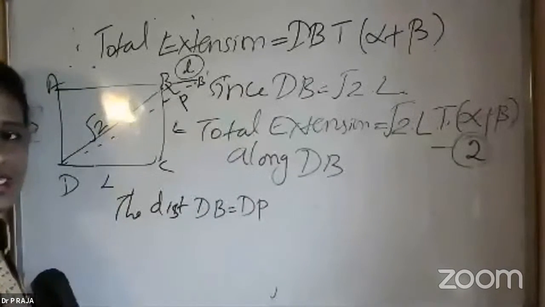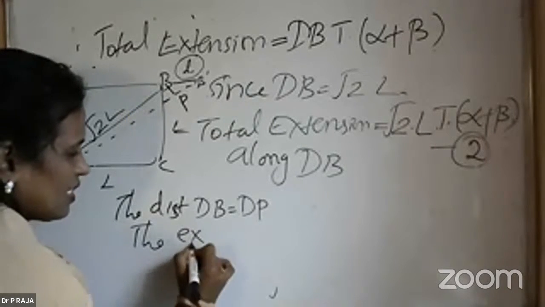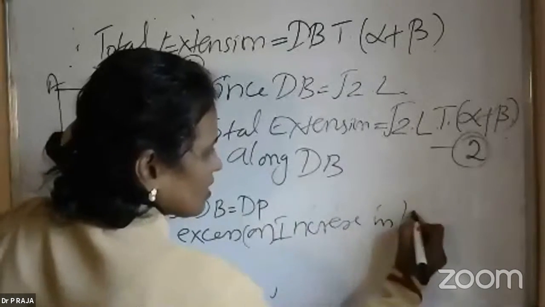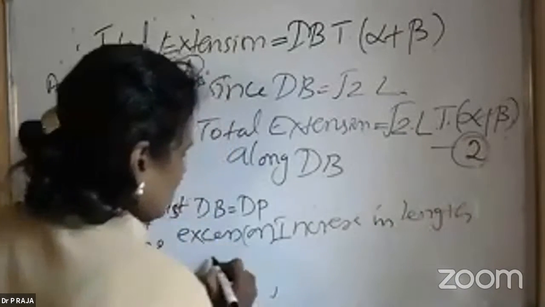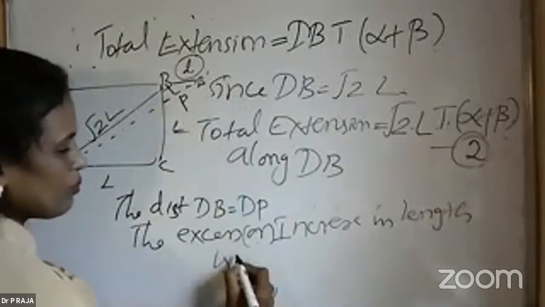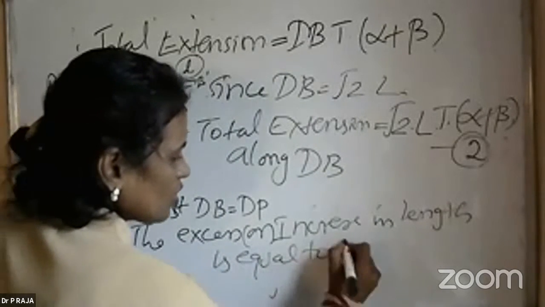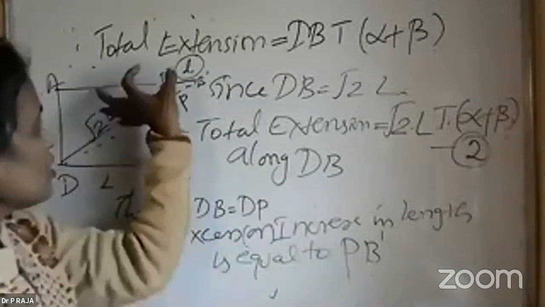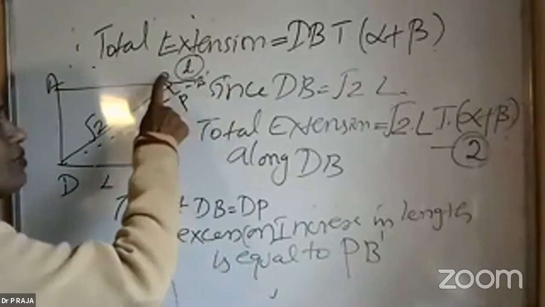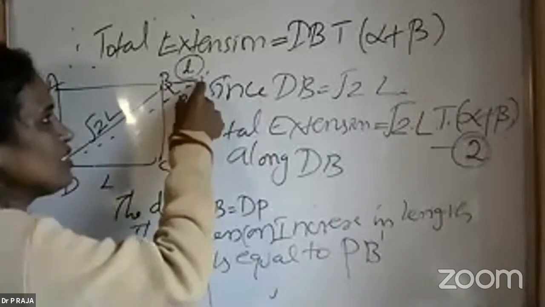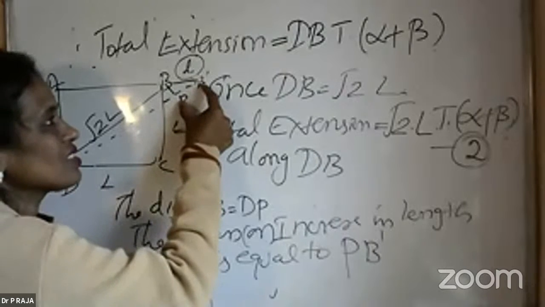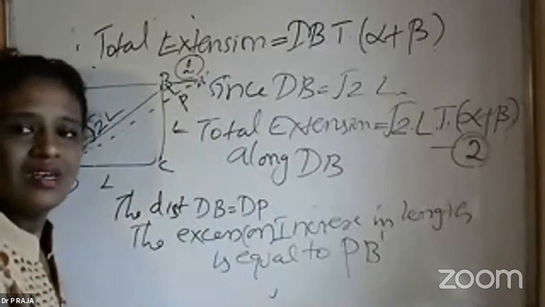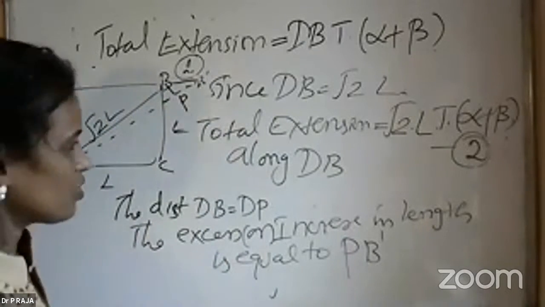The extra length, the excess or the increase in the length, is nothing but PB dash. This is the extra length which has to be measured in terms of L. We know that this is equivalent to L, but this is the actual extra distance. So this L has to be measured in this triangle. We are going to draw this figure again.